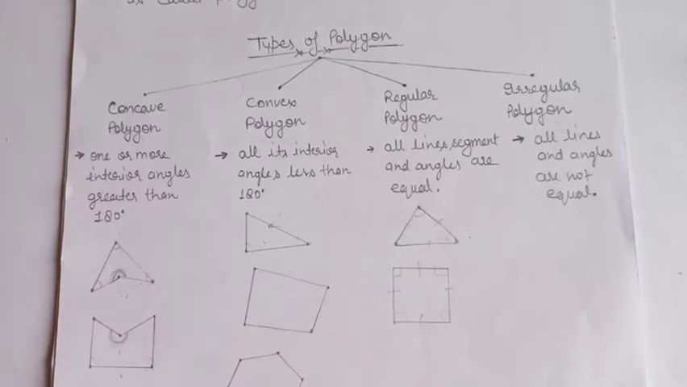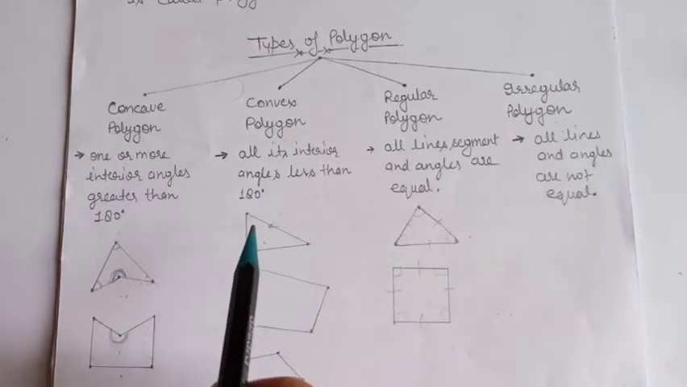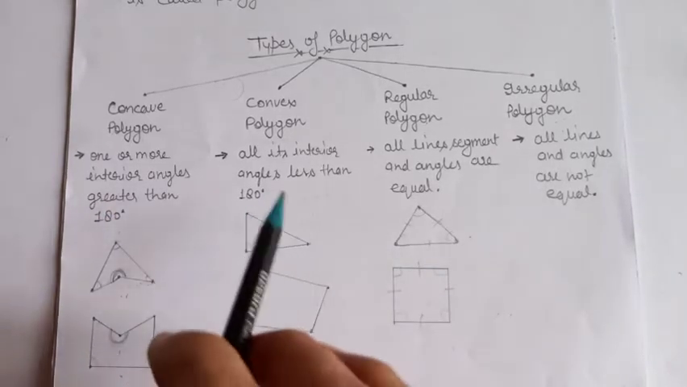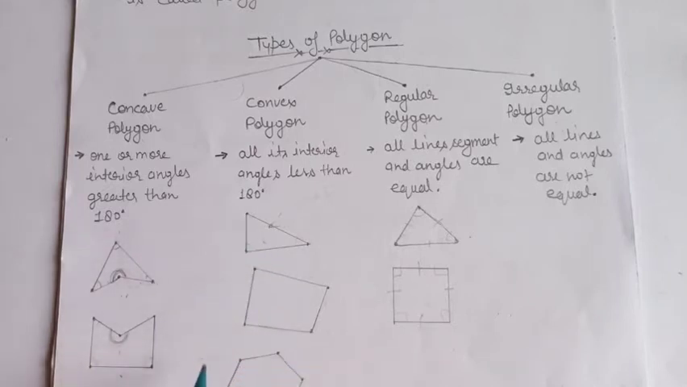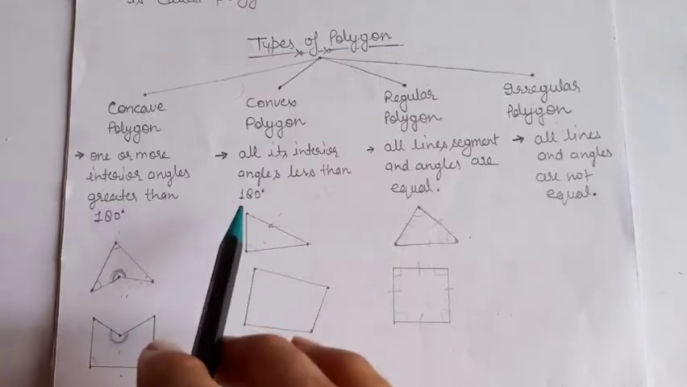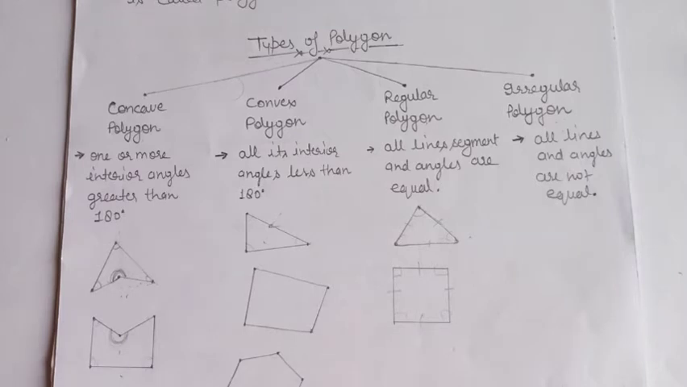So now students, second is convex polygon. In convex polygons, just the opposite of concave, if all interior angles are less than 180, such polygons are known as convex polygons. So we have examples here.